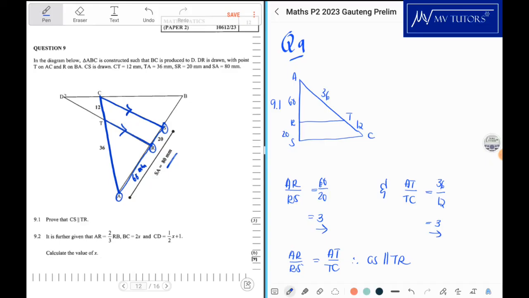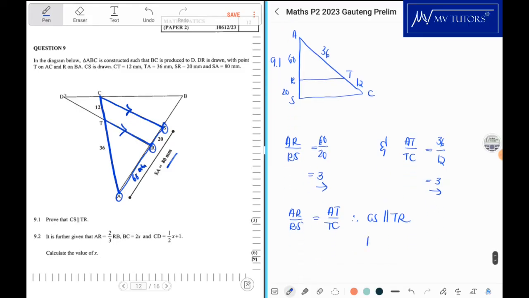And why is that? Basically, the line divides the sides of a triangle in proportion. Let's just write that down. Line RT divides the sides of a triangle in proportion.